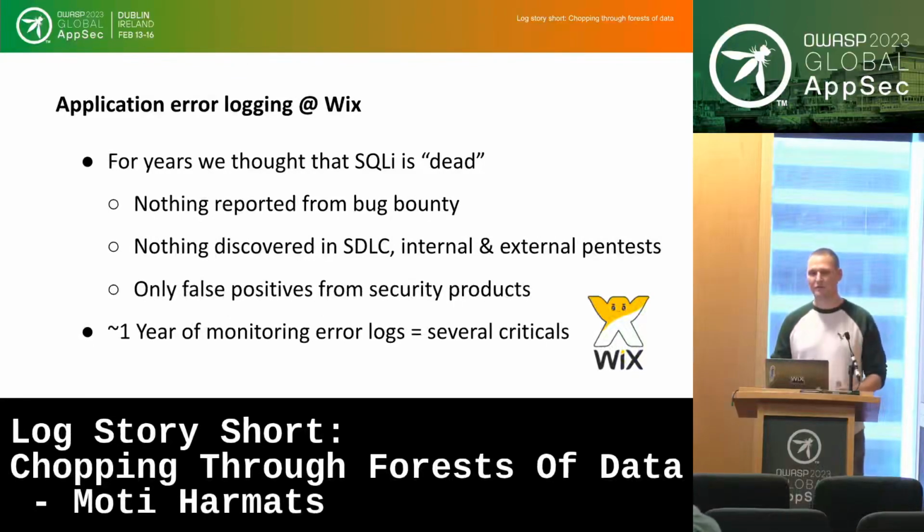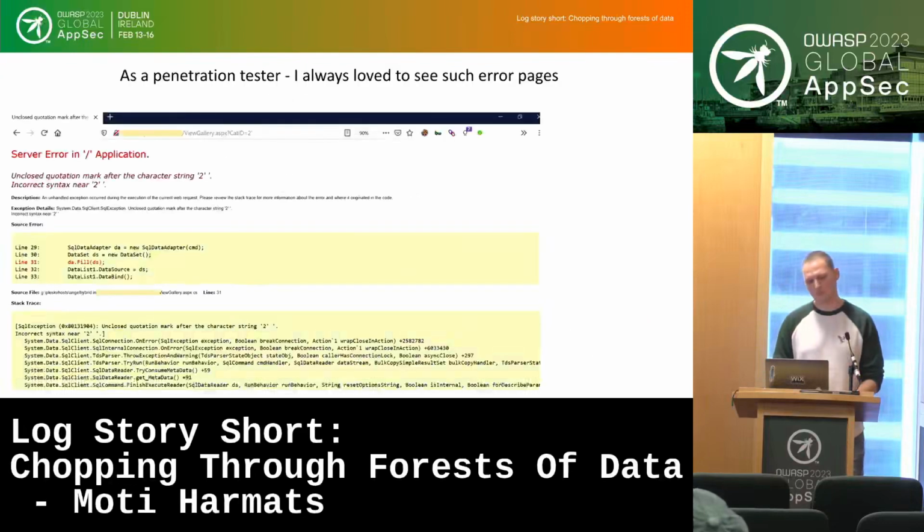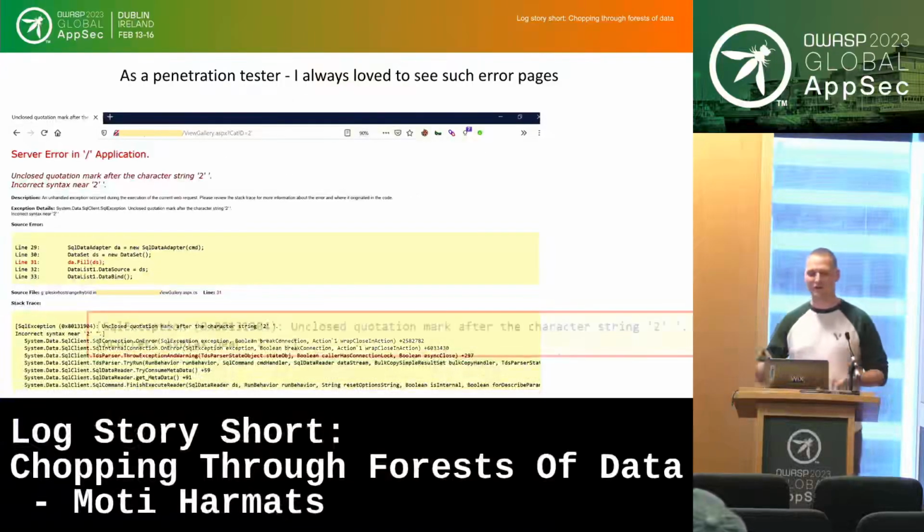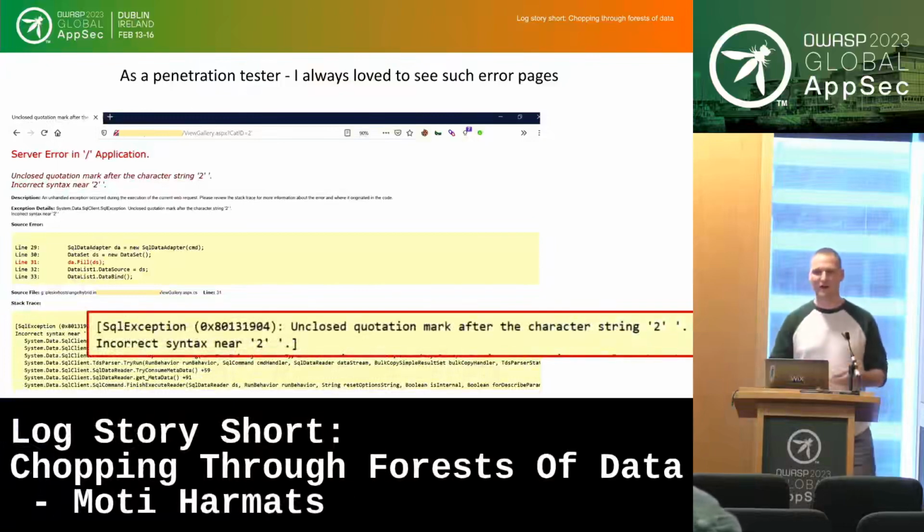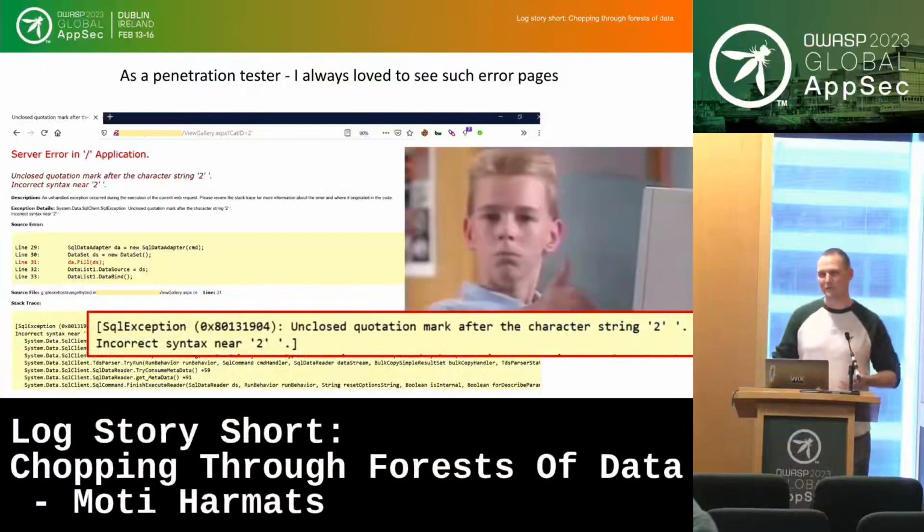But we started monitoring our application errors, like the backend server errors, and only in 1 year, we discovered lots of critical vulnerabilities that we closed in production. Now, going back to my penetration testing days, whenever I saw this type of error, I was very happy because it meant for me SQL injection, right?